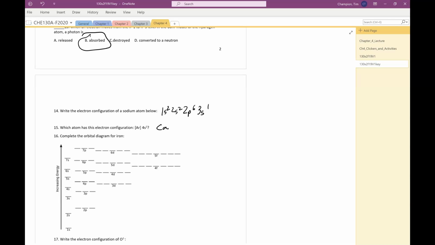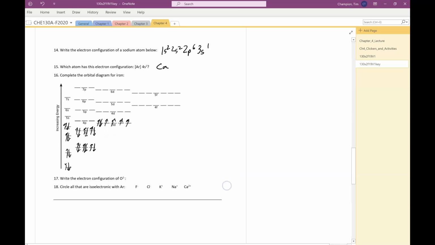16, again, I might give you a filled orbital diagram and ask you to tell me which element it is. Not the other way around. So with iron, we got 26. So we're going to put 1, 2, 3, 4, 5, 6, 7, 8, 9, 10, 11, 12, 13, 14, 15, 16, 17, 18, 19, 20, and then we go over here to the 3Ds. So 20, 21, 22, 23, 24, 25, 26.